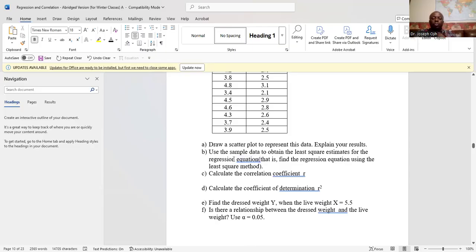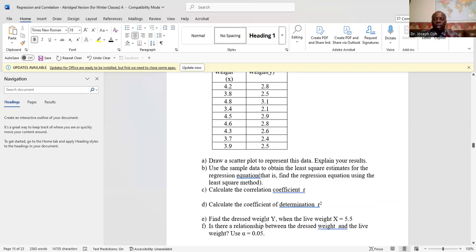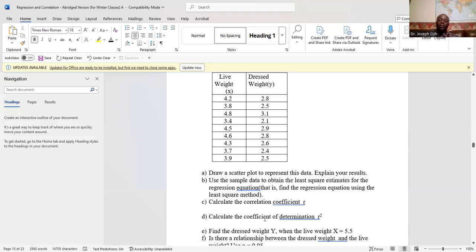Then use the sample data to obtain the least square estimate of the regression equation. That means they say find the regression equation. Calculate the correlation coefficient R. Calculate the coefficient of determination R squared. Find the dressed weight Y when the live weight is 550 pounds. Is there a relationship between the dress weight and the live weight? Use alpha 0.05. So let's do this so that you can see how simple it is.